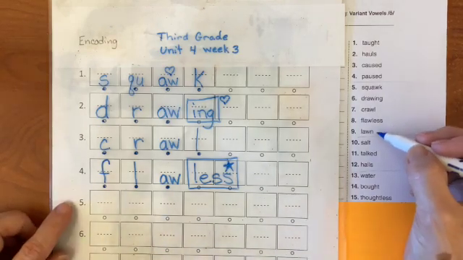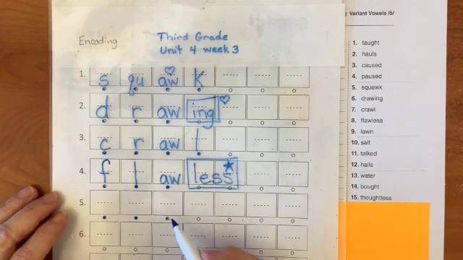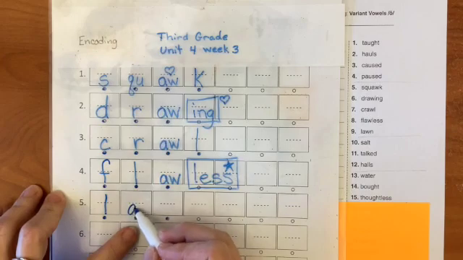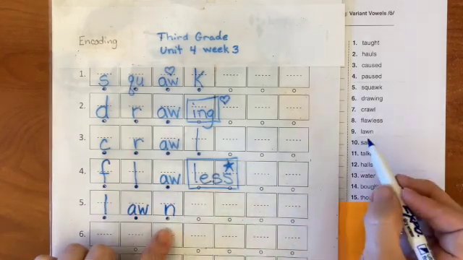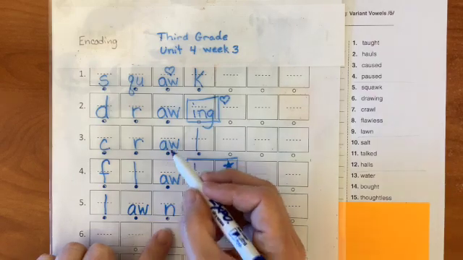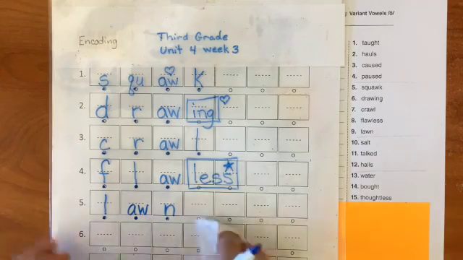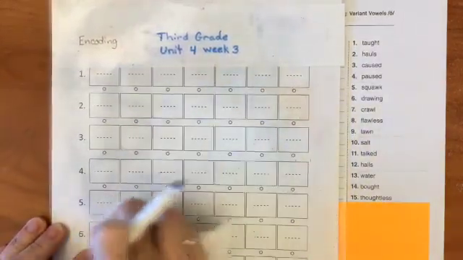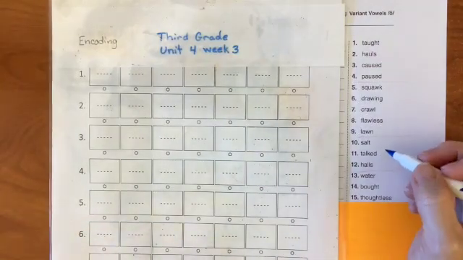The next one is lawn, 3 phonemes. Lawn, lawn, l, aw, n. That's easy, right? Look how many words you can write if you know AW says aw. Okay, I'm going to erase this section. And we'll go into salt, talked, and halls.